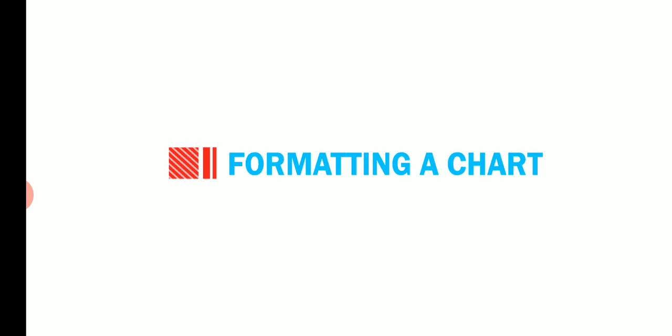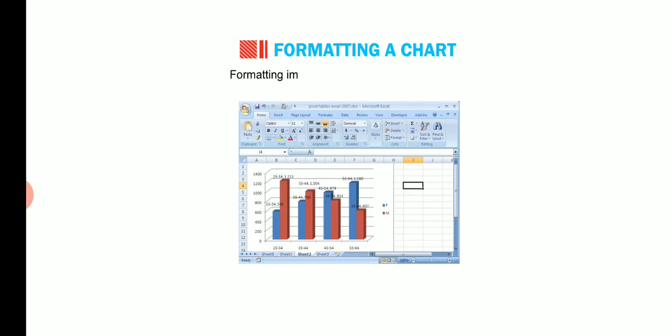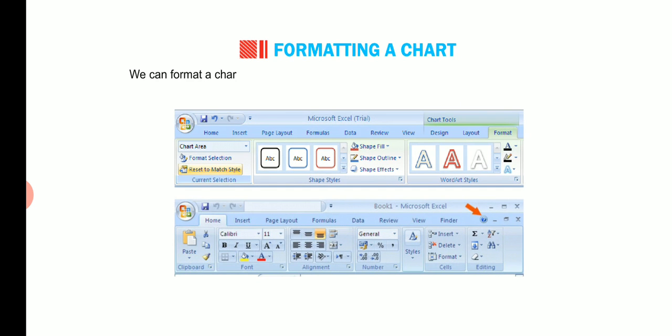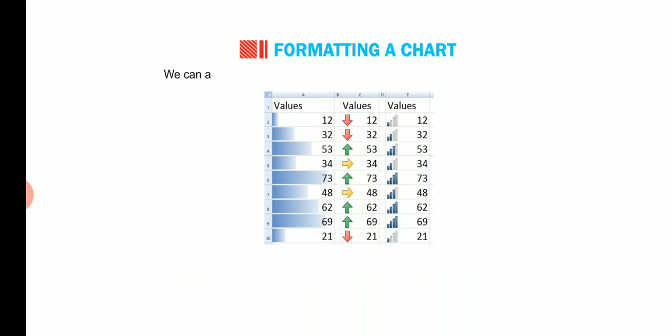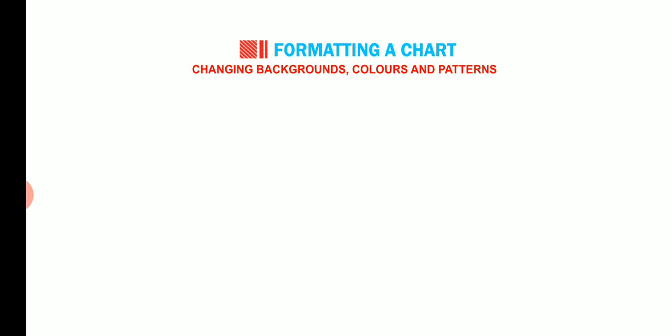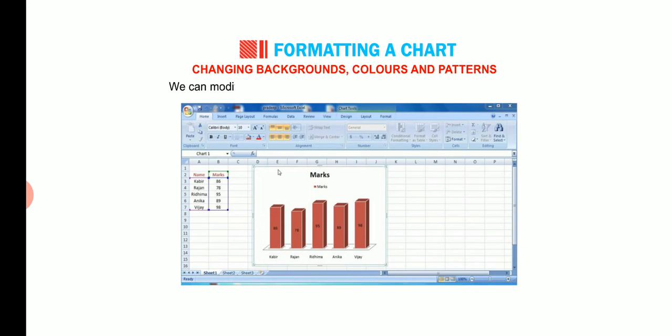Okay students, let us learn how to format a chart. Formatting improves the appearance of a chart. We can format a chart by adding a title, changing text, font, line color, width, border style, legends, data series, etc. We can also change the numbers on the value axis, hide or show grid lines, etc. Let me tell you how to change backgrounds, colors and patterns. We can modify a chart by changing its color, pattern and background.